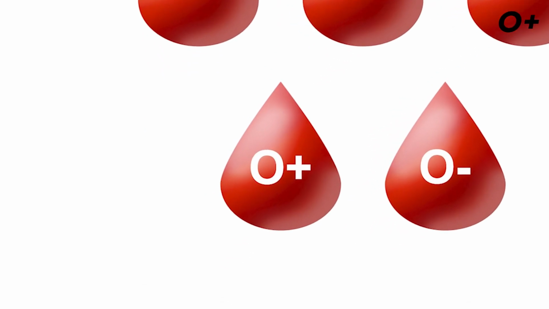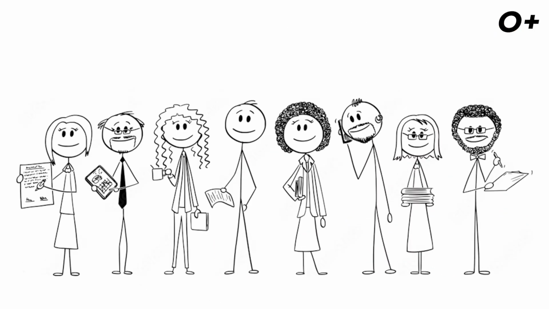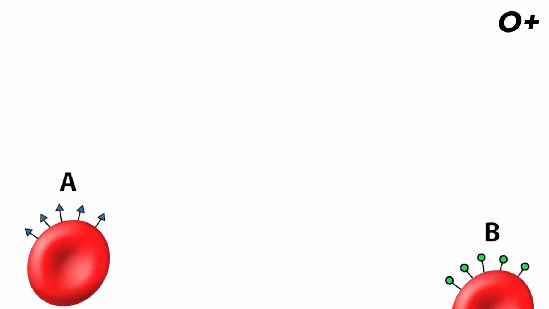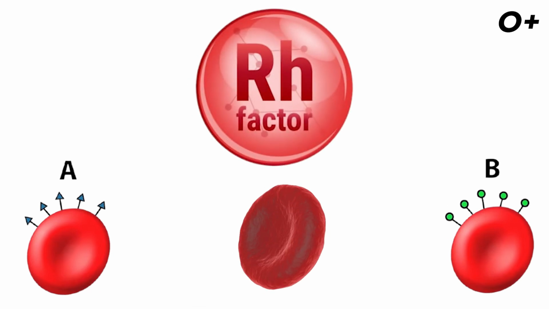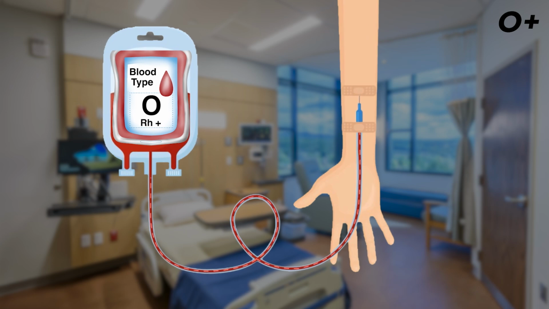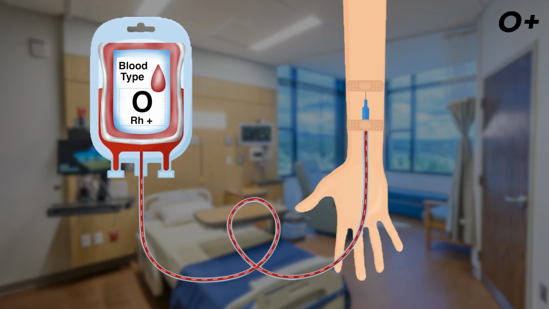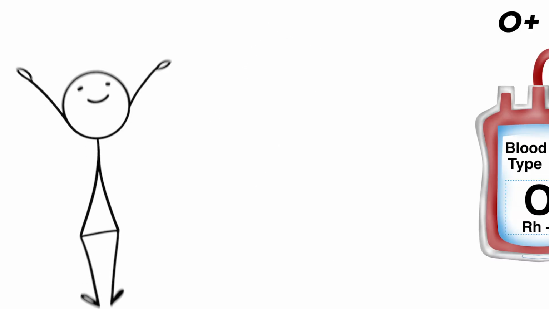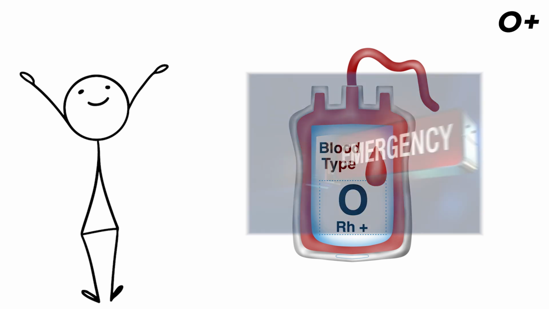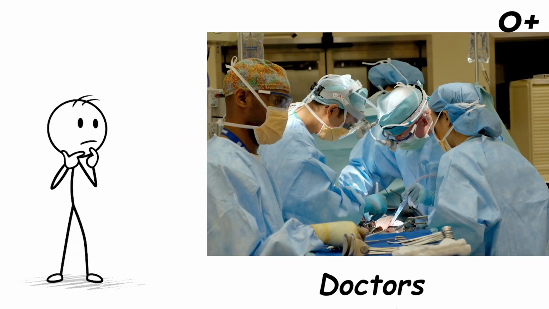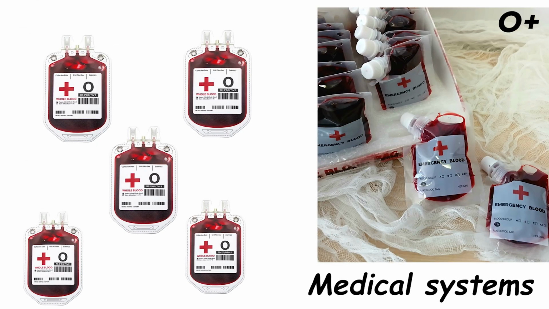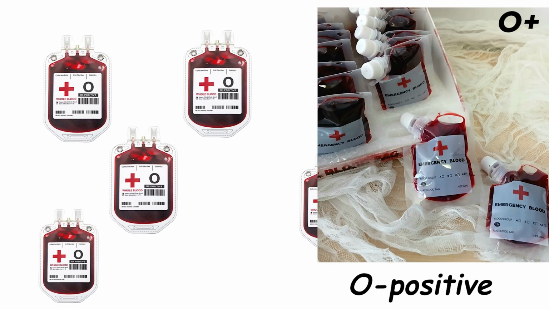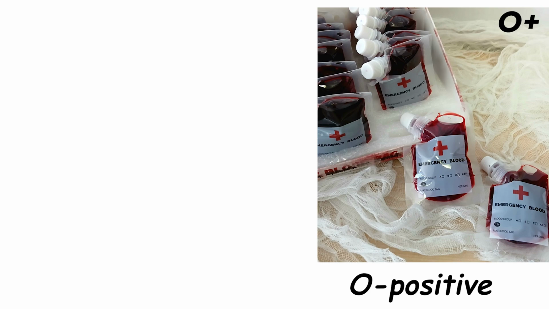O positive is the most common blood type globally, found in over a third of people. It lacks A and B antigens yet has the Rh factor on red blood cells, making it compatible with any Rh positive recipient. This exceptional compatibility makes O positive the foundation of emergency blood transfusion, letting doctors quickly stabilize patients in crisis situations. Medical systems rely on regular O positive donations to keep blood reserves stable.